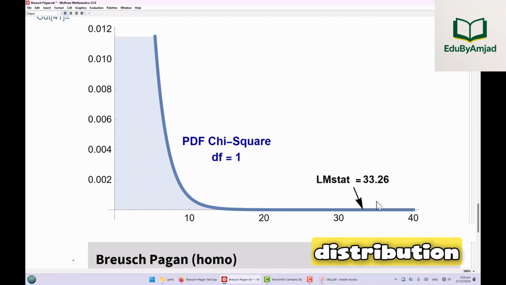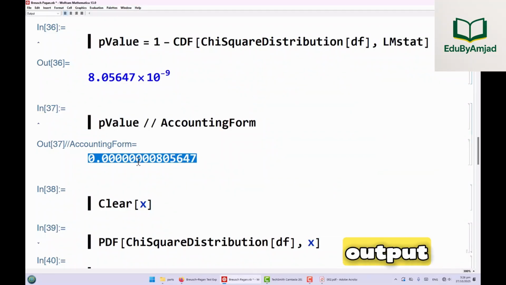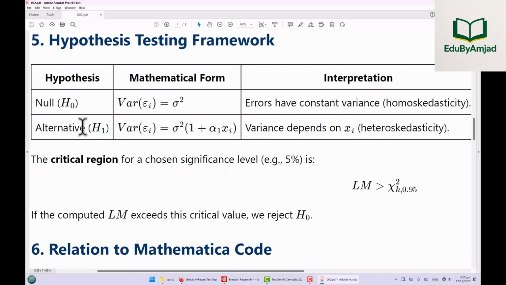Observe the graph of this distribution carefully. Our calculated test statistic lies in the right tail. The area under the curve to the right of this point represents the p-value, which is almost zero. This is confirmed by the Mathematica output. Hence, we reject the null hypothesis and conclude that heteroresid exhibits heteroskedasticity.